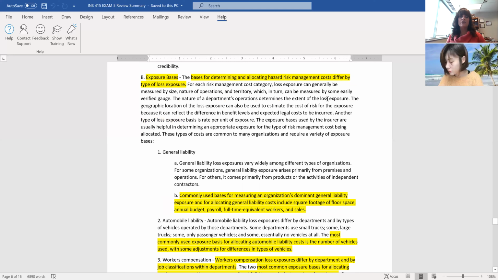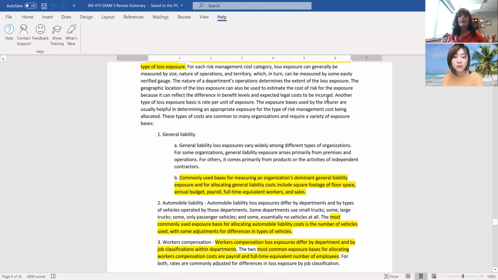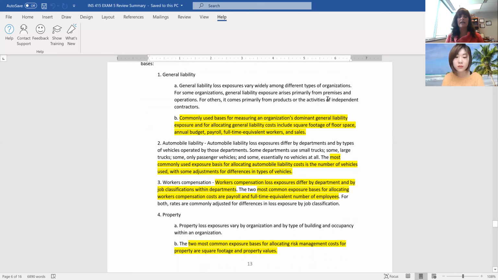So I'm going to jump down to exposure basis. You guys have had this in other classes, but we're going to go over it really quickly. If you're doing a general liability policy, what would be a common basis of loss exposure? A lot of times people will allocate general liability costs based on your annual budget, your revenue, your payroll, or square footage. That's all different bases that you could use. Auto liability is very commonly allocated by number of vehicles or miles driven. Does that make sense? So if you have costs associated with auto, you're probably going to do it based on the number of cars that you have and the number of miles you drive.